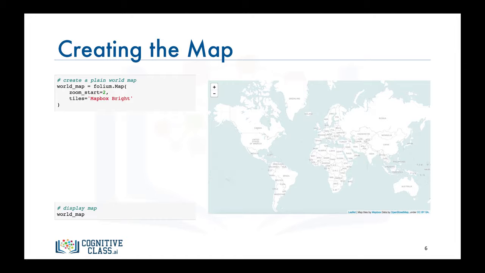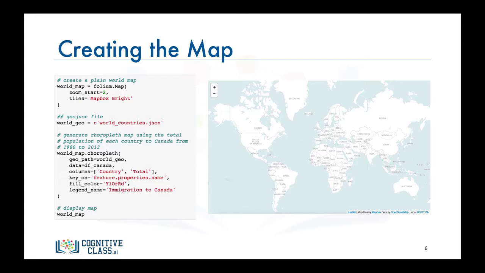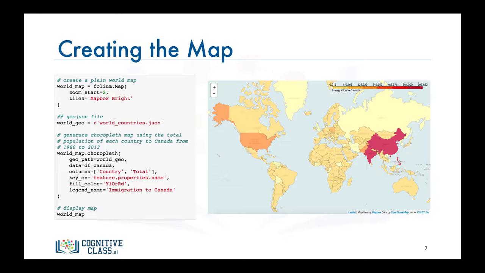Now to convert this map into a Choropleth map, we first define a variable that points to our JSON file. Then we apply the Choropleth function to our world map, and we tell it to use the columns country and total in our df_Canada data frame, and to use the country names to look up the geospatial information about each country in the JSON file. And there you have it, a Choropleth map of Canada showing the intensity of immigration from different countries worldwide.